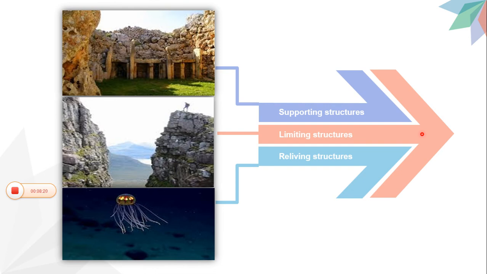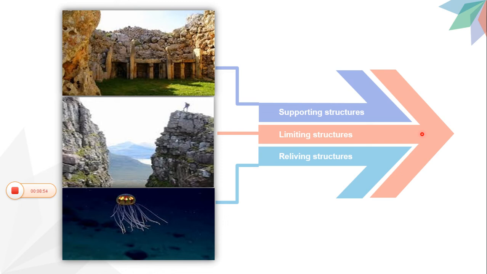Coming to the macrostructures of the denture foundation, they are categorized as supporting structures, limiting structures and relieving structures. The supporting structures for the maxilla include the horizontal plates of the palatine process of the maxilla as the primary supporting structures. Then the secondary supporting structures are the slopes of the palatine process of the maxilla.